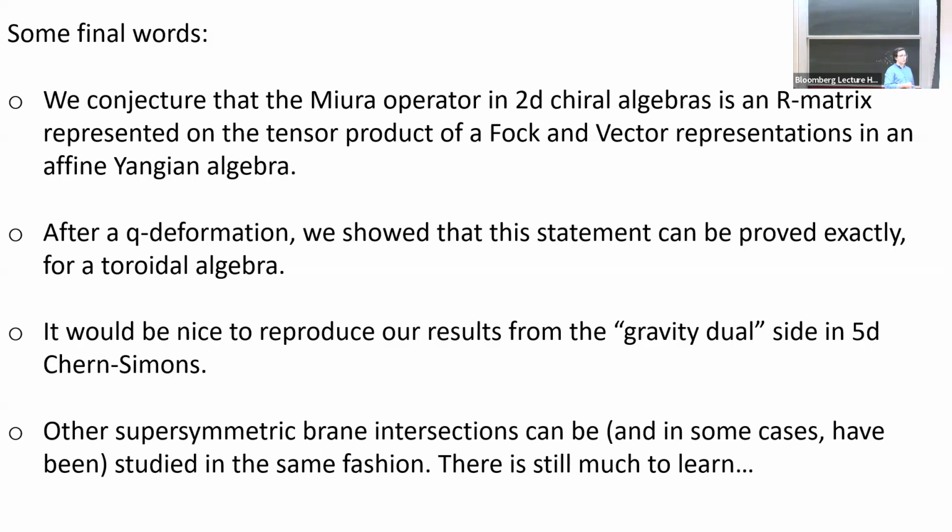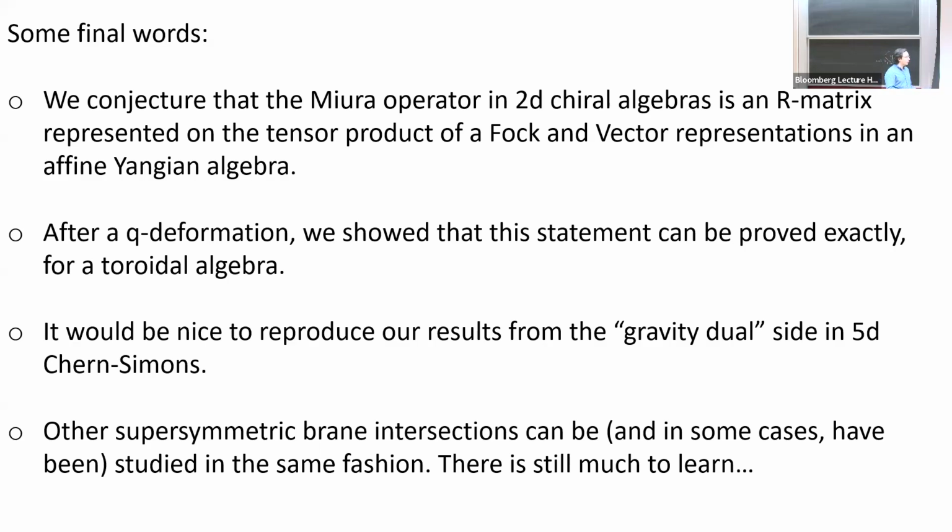It would also be nice to reproduce these results from the gravity dual side, in 5D Chern-Simons theory. Technically, if you're very strong, you can do some kind of perturbative computation in 5D Chern-Simons theory with the quantum toroidal algebra or the affine Yangian symmetry. You would compute certain Feynman diagrams involving bosonic ghosts. You should be able to find the R matrix, the Mura operator realized as an R matrix, from the gravity dual side. There's a candidate for the defect configuration. This has not been done. It's very interesting. I'd love it if you have any ideas.